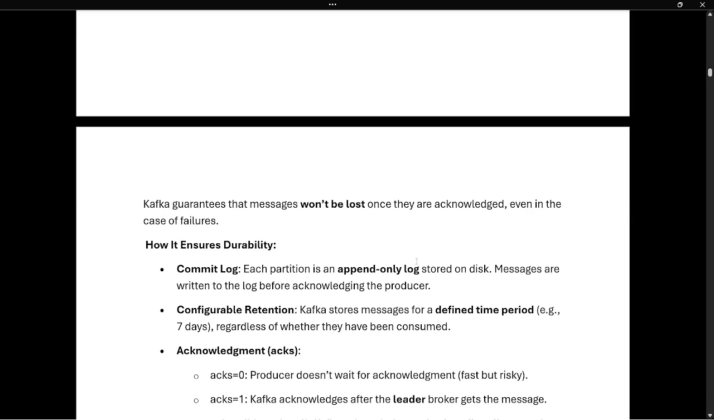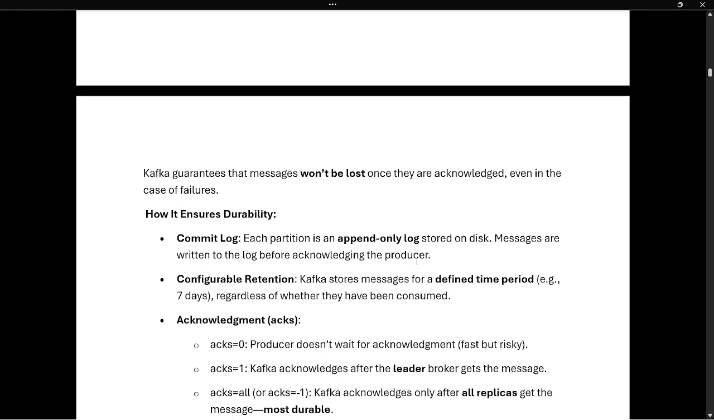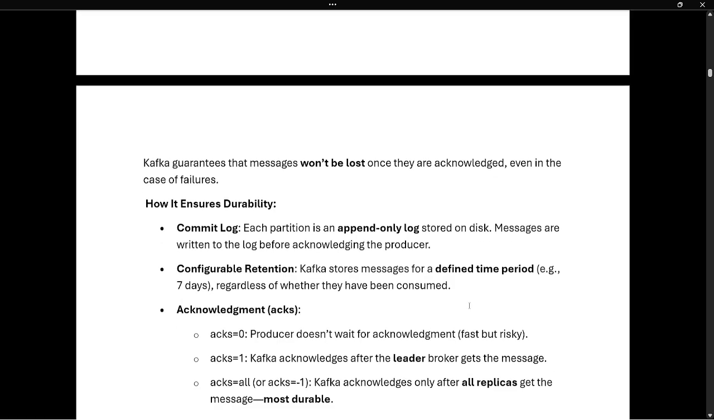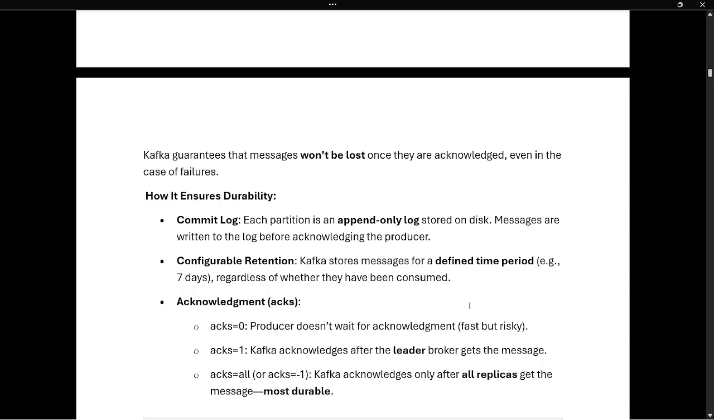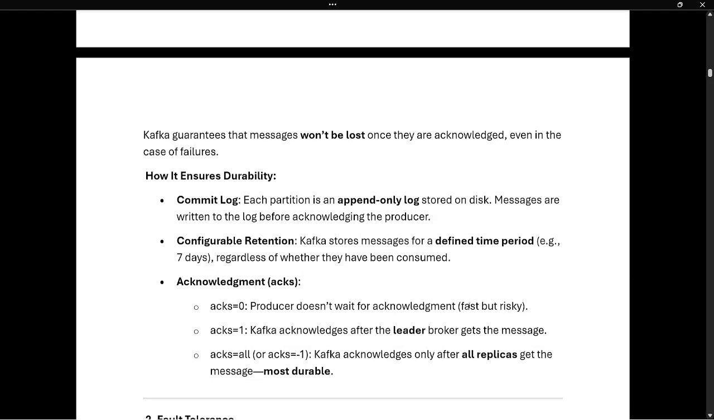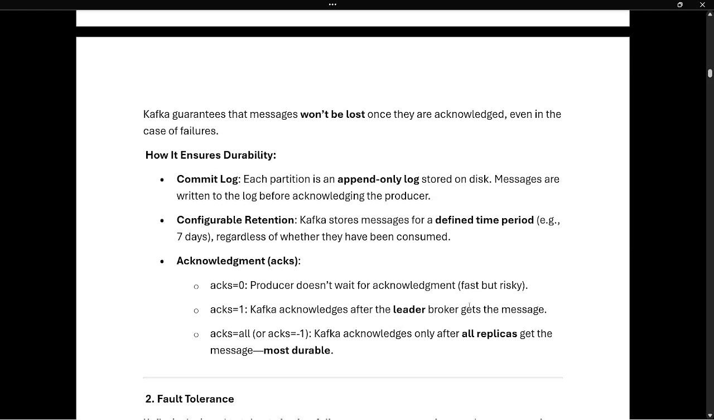For that we have the commit log: each partition is an append-only log stored on disk. Messages are written in the log before being acknowledged to the producer. Then we have the retention configuration. Kafka stores messages for a defined time period, like 7 days or 10 days, regardless of whether they are consumed or not. Okay, these are benefits in Kafka which were not available in our earlier queue systems.